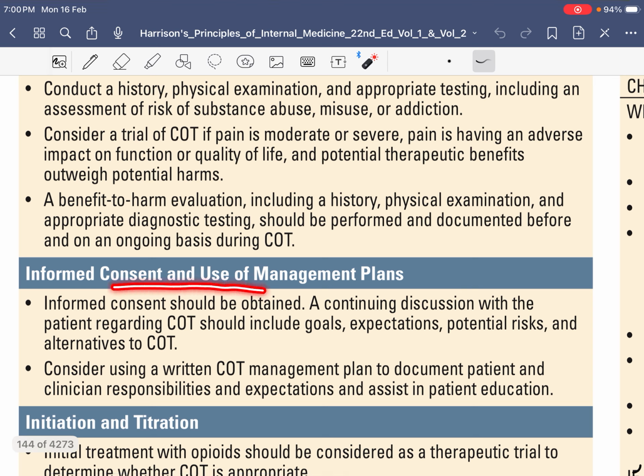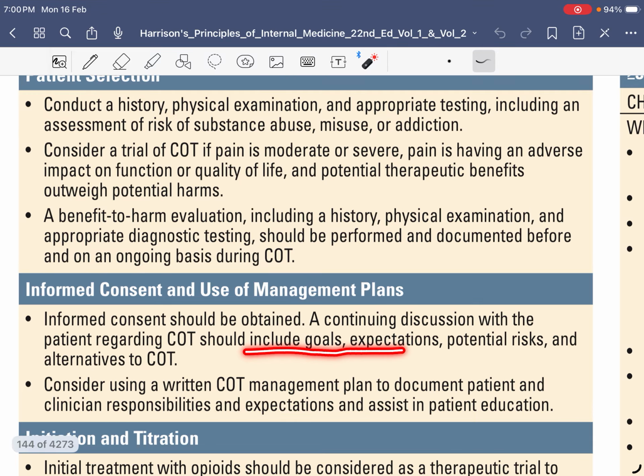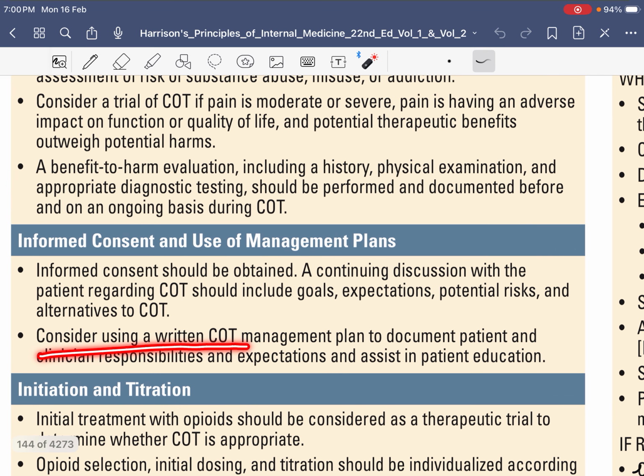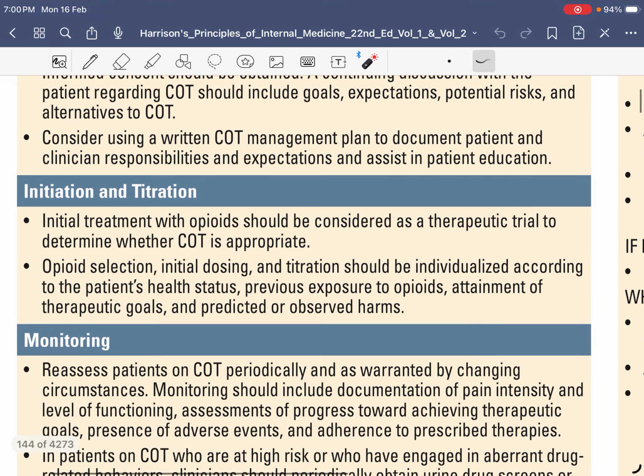Informed consent and use of a management plan. Informed consent should be obtained. A continuing discussion with the patient regarding chronic opioid therapy should include goals, expectations, potential risks, and alternatives to chronic opioid therapy. Consider using a routine chronic opioid therapy management plan to document patient and clinician responsibilities and expectations and assist in patient education. Initiation and titration.